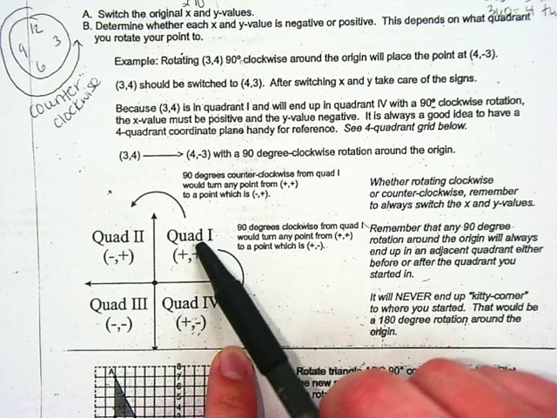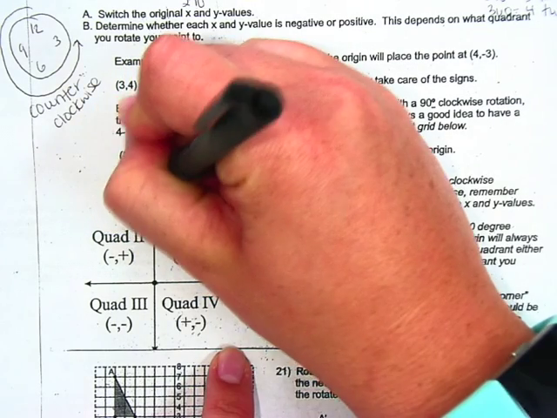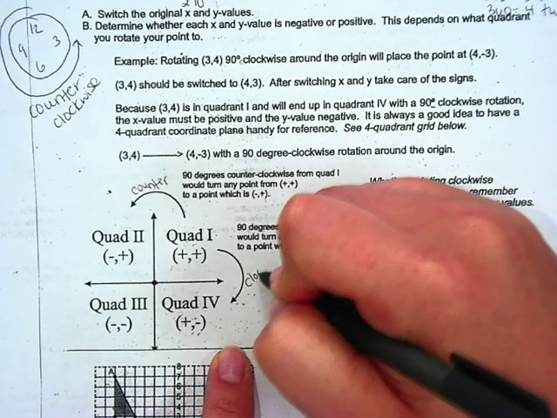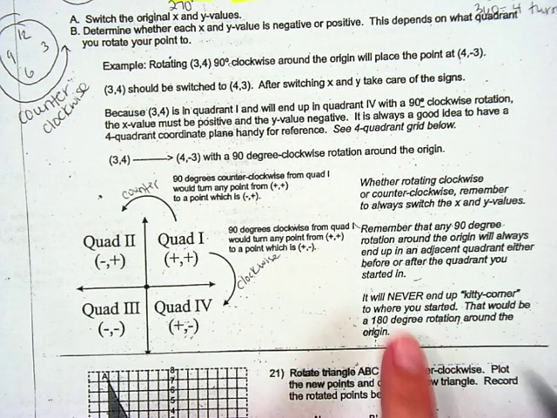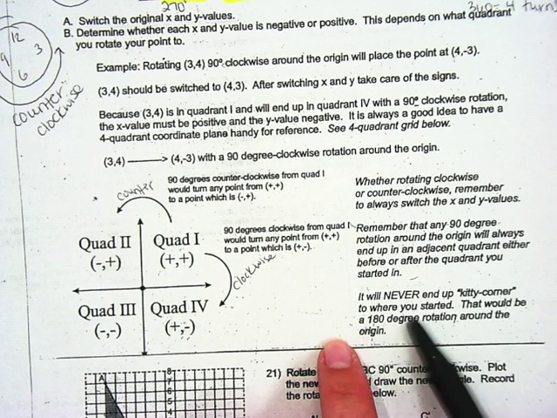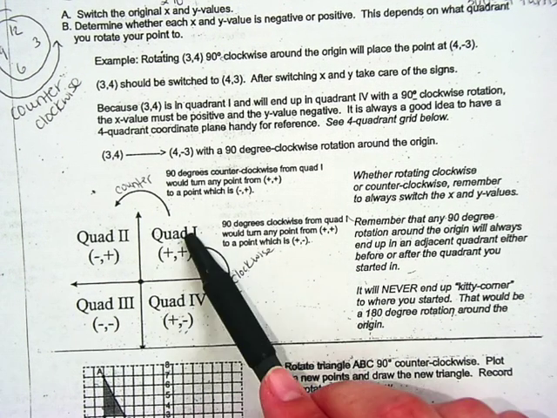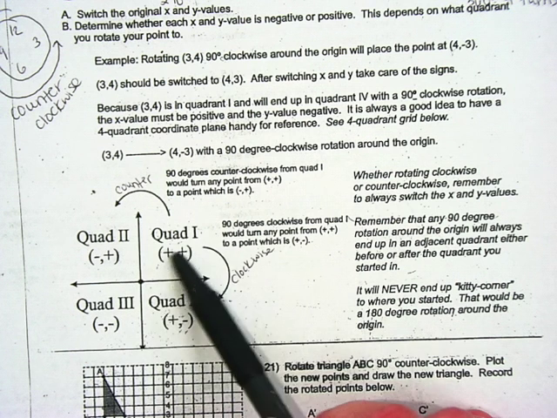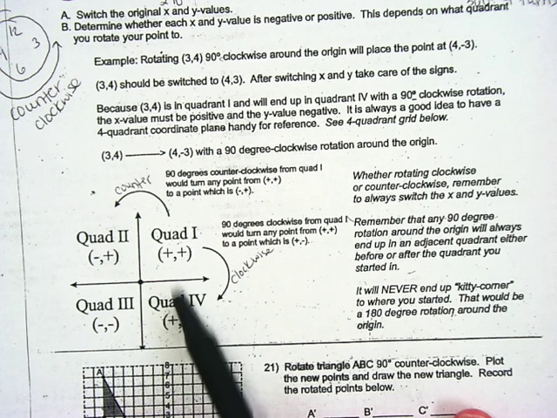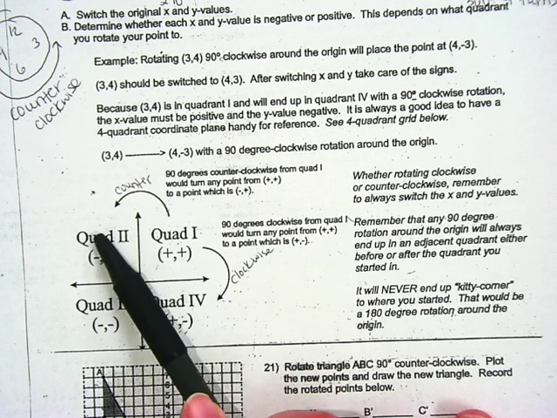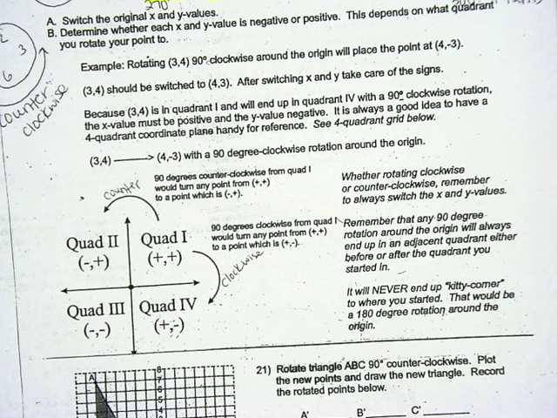A counterclockwise turn would be moving in the opposite direction. So again, counterclockwise and clockwise. Depending on which way you move, it will never end up kitty corner to where you started. That would be 180 degrees. And by kitty corner, they basically mean right across from one another. So again, if you start in quadrant 1, a 90-degree turn clockwise would put you down here in quadrant 4. Quadrant 1 counterclockwise would put you in quadrant 2. So you're never going to end up in quadrant 3 by doing one turn.